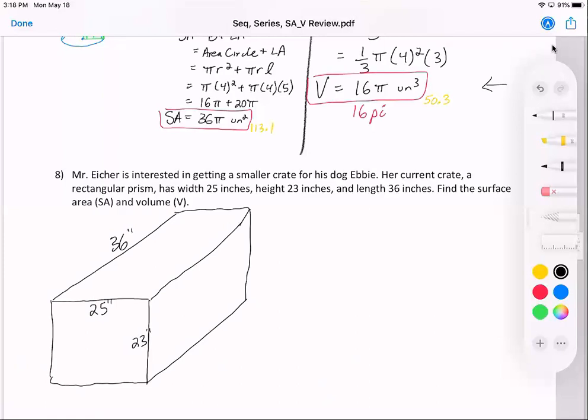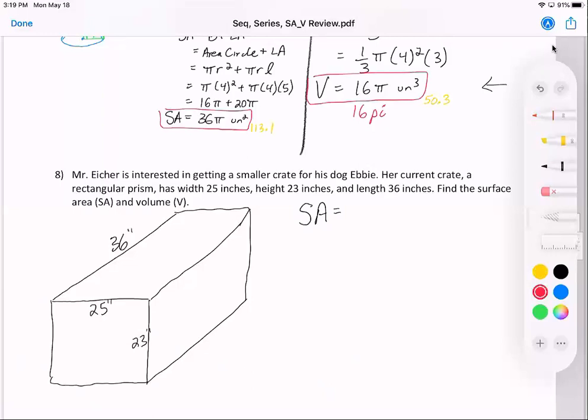The volume will be pretty quick. Surface area will take a little bit longer, I guess. So to find the surface area, you could find the area of each surface, might be a good idea, and then go from there. So let's try that way first. I'll write that in red.